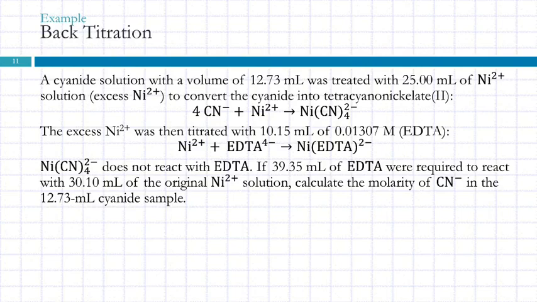That made a whole other line on the slide, so I didn't. And that reaction is given here. So the nickel ion plus 1 EDTA ion will give us this complex. The tetracyanonickelate 2 doesn't react with the EDTA, so we don't have to worry about that. And then we're told if 39.35 milliliters of EDTA were required to react with 30.10 milliliters of the original nickel solution, calculate the molarity of cyanide in the 12.73 milliliter cyanide sample.